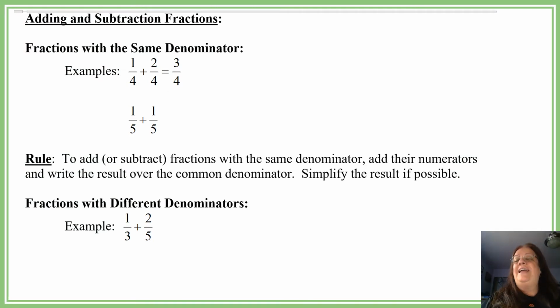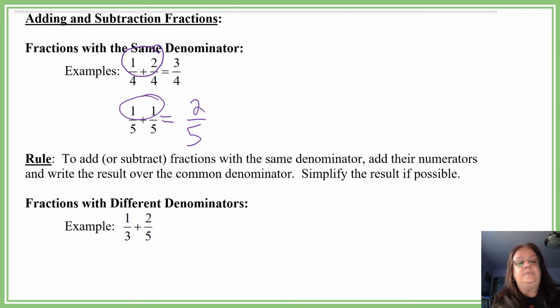Well, first off, if I have identical denominators, we refer to that as common denominators. That means it's super easy. All I have to do is add the numerators. So notice, 1 plus 2 is 3, so 3/4. Okay, let's look at this next one. 1 plus 1 is 2. So I add those together. I get 2/5, keeping the denominator.